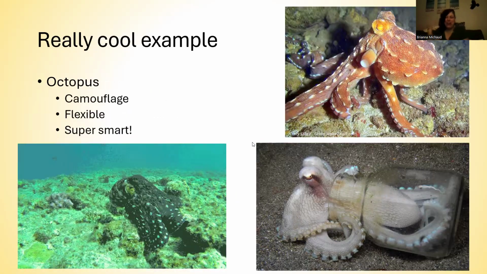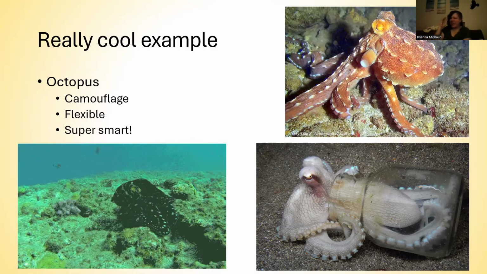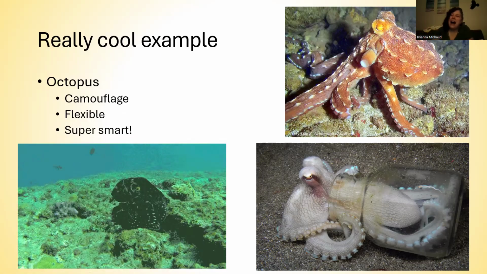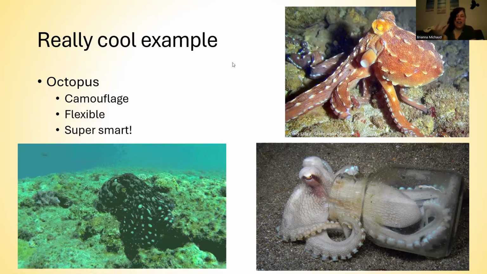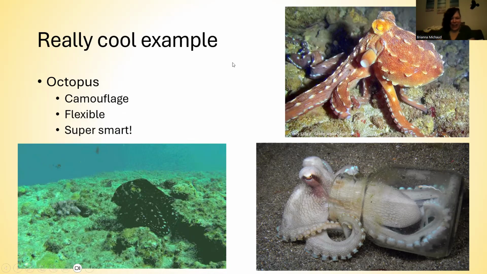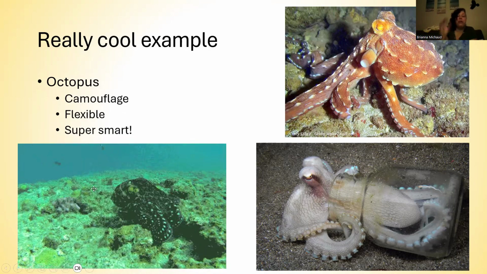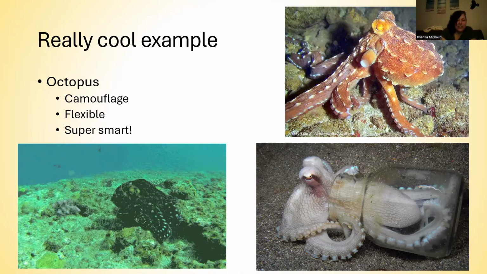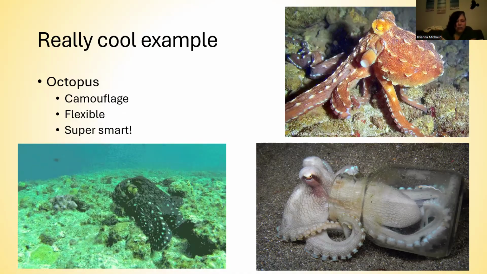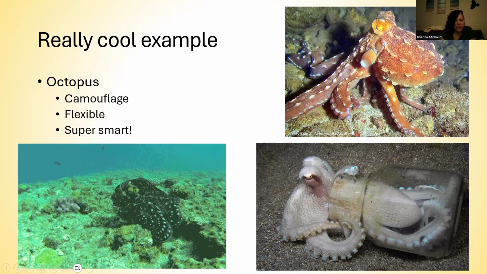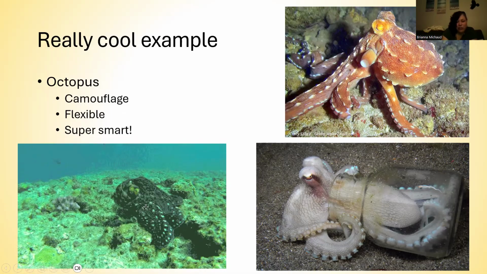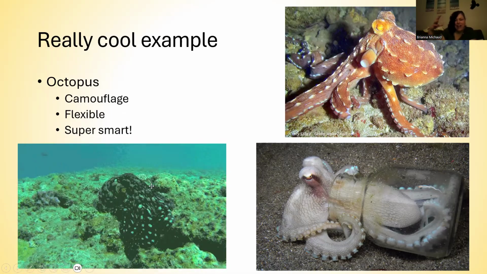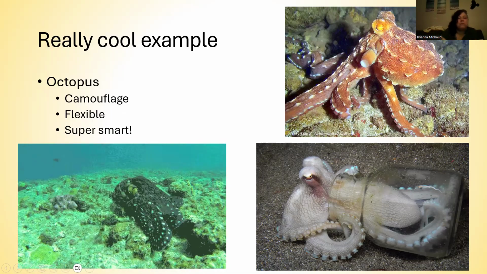So my really cool example here is the octopus. I love octopuses. They're so cool, for many reasons. First off, camouflage. They're insanely good at it. They can change both the color and the texture of their bodies. You can see this octopus, I don't know what sex it is, is changing both the color and the texture to blend in with these rocks. It's imitating that algae texture of the rocks.